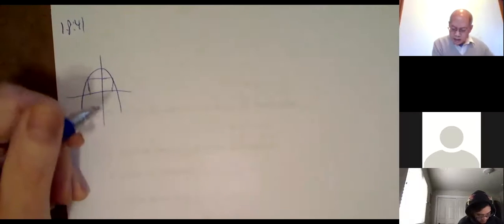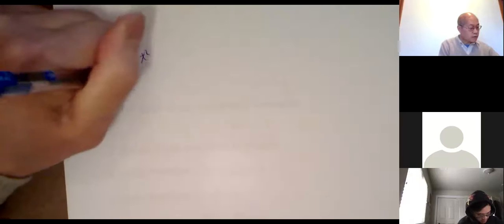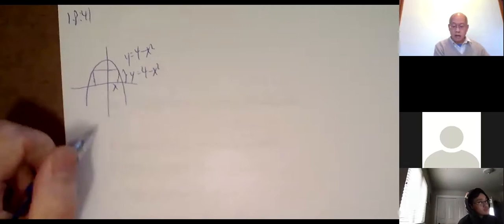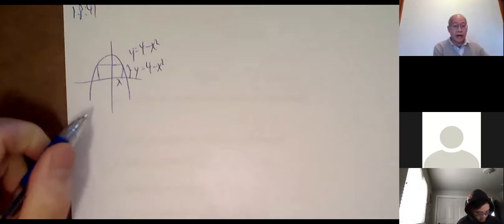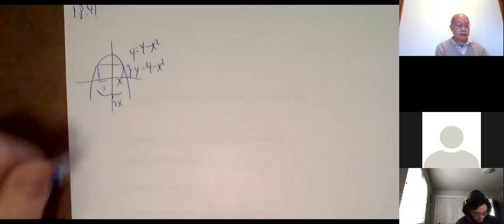Okay, so they had this: y equals 4 minus x squared. This is x, this is y, but y is equal to 4 minus x squared. Okay, so they want an expression for the area. By symmetry, if this is x, this is also x. So this distance is 2x.